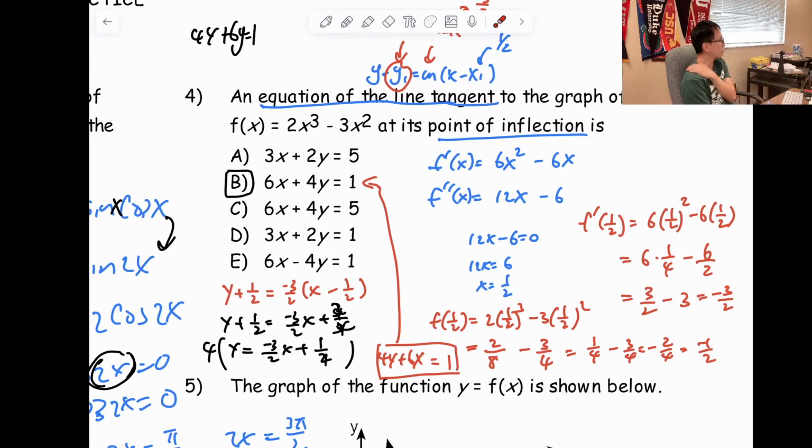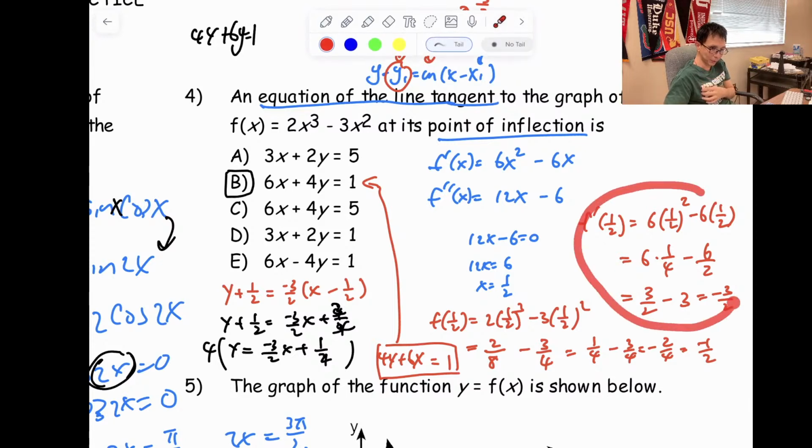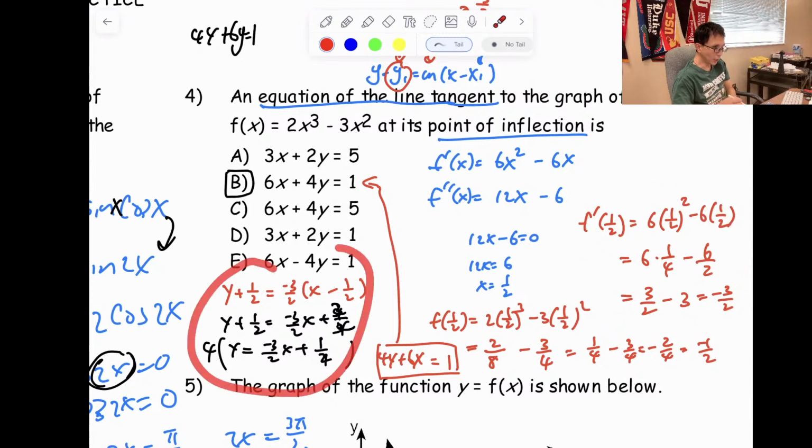Liam, what's your question? Hold on a second. Does somebody have a legitimate question? This part? Bottom left. This part? Yeah. Okay, so this is the equation of the tangent line, right?